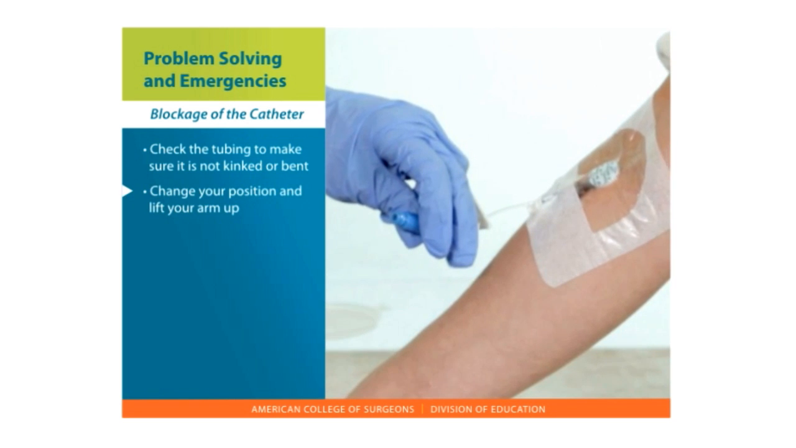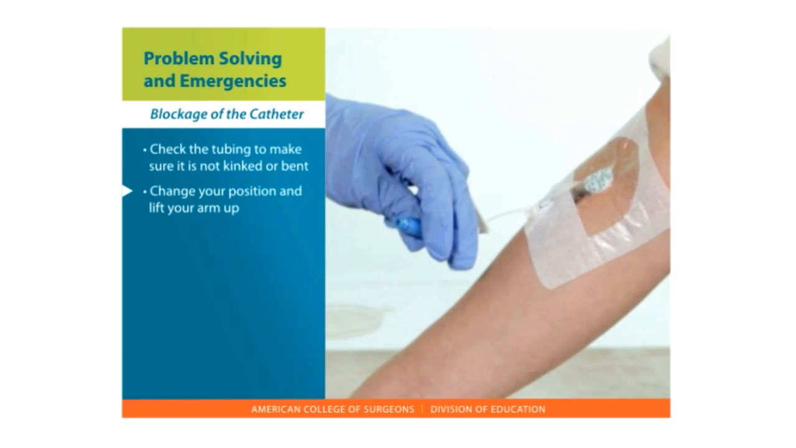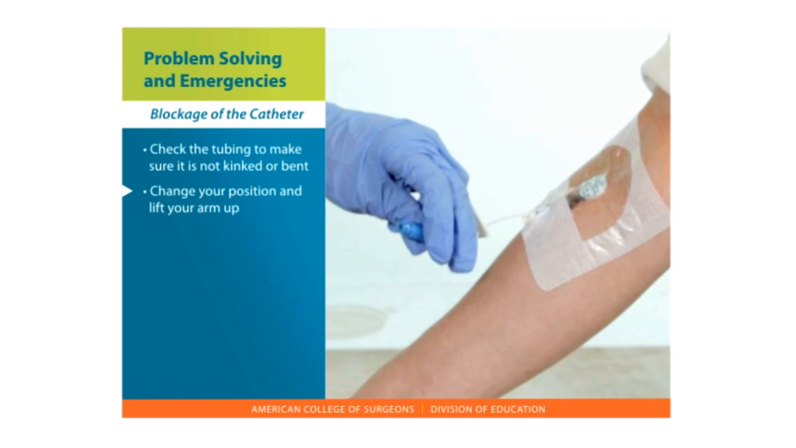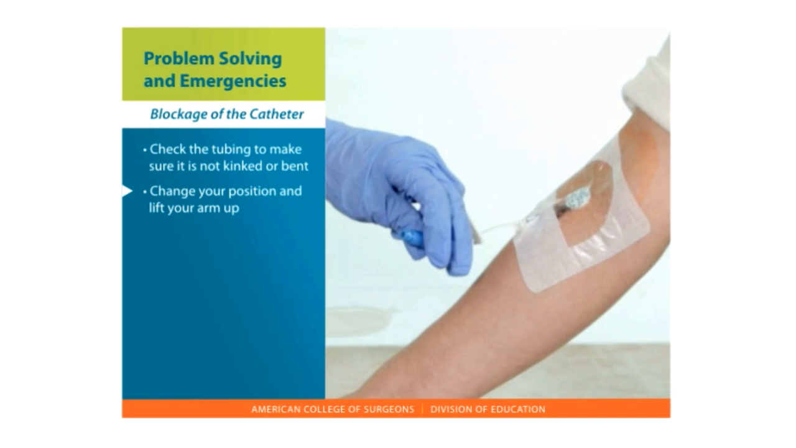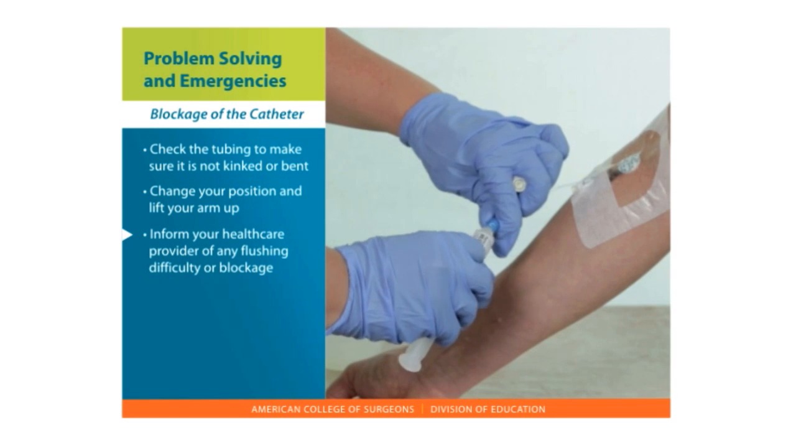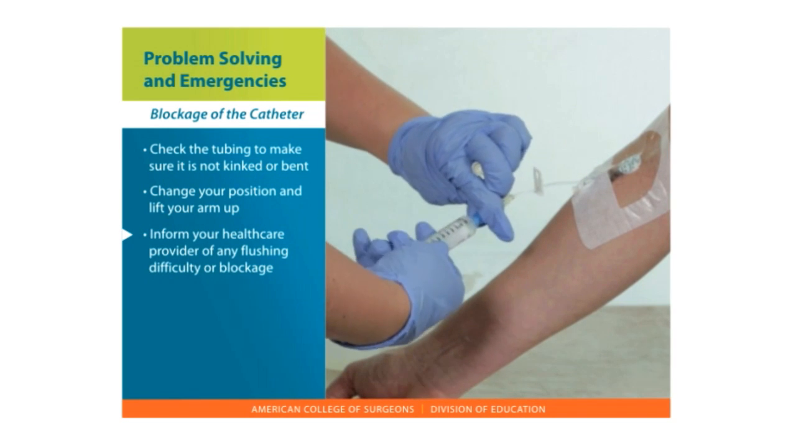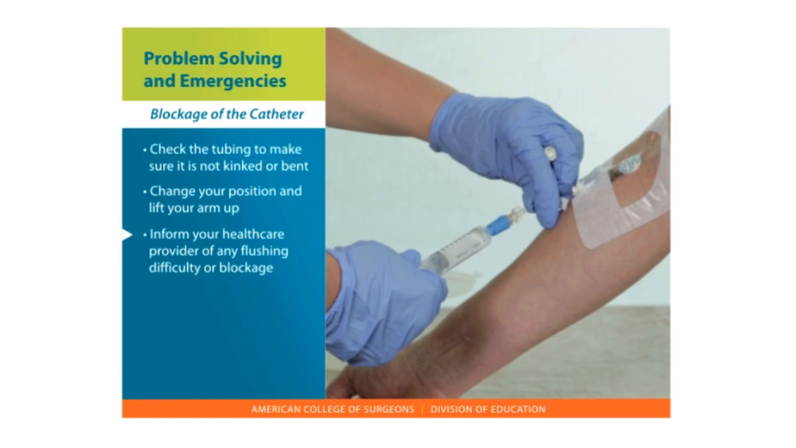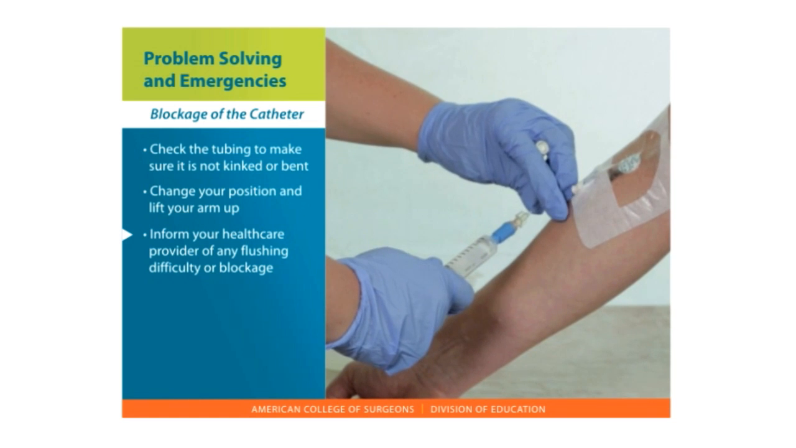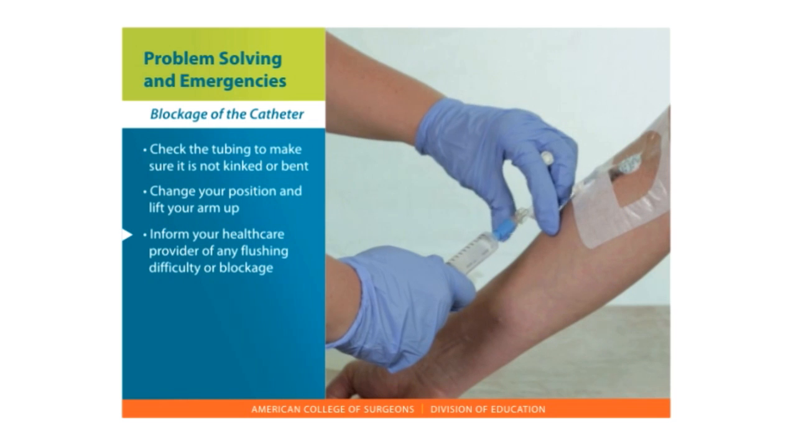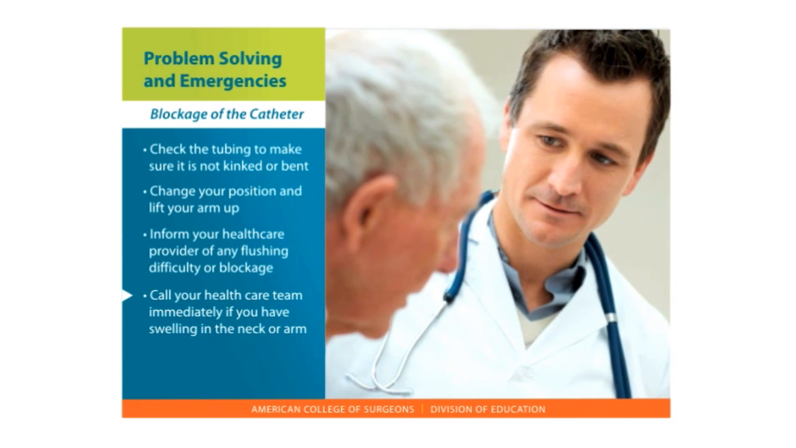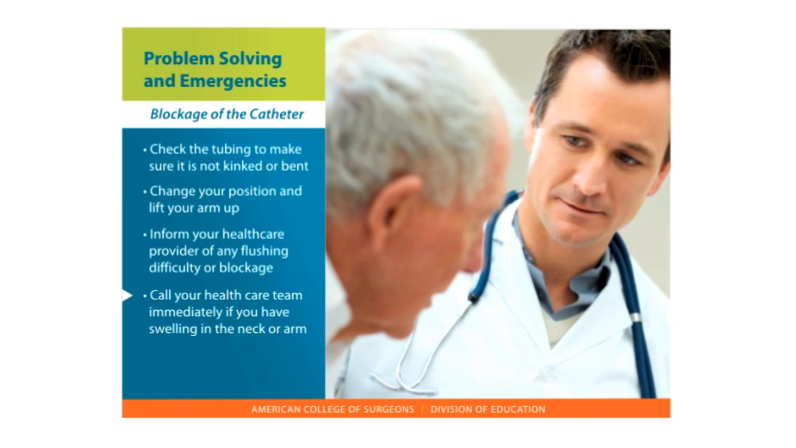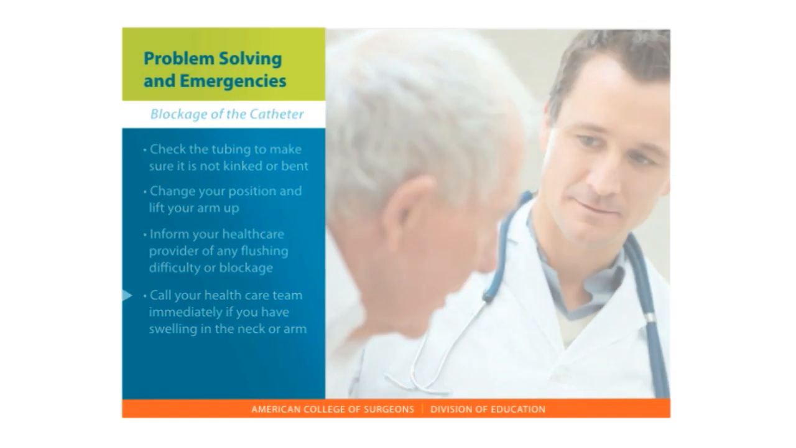Change your position and lift your arm up. The catheter tip may be hitting against a vein wall. Sometimes a change in position can move the tip slightly. Inform your healthcare provider of any flushing difficulty or blockage. They may be able to open the line by giving you medication that dissolves the clot and residue. Call your healthcare team immediately if you have a swelling in the neck or arm area. This can be a blood clot.